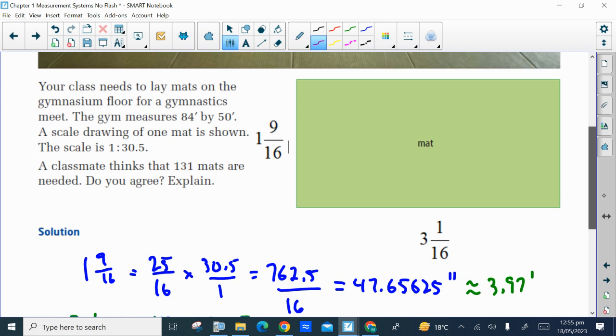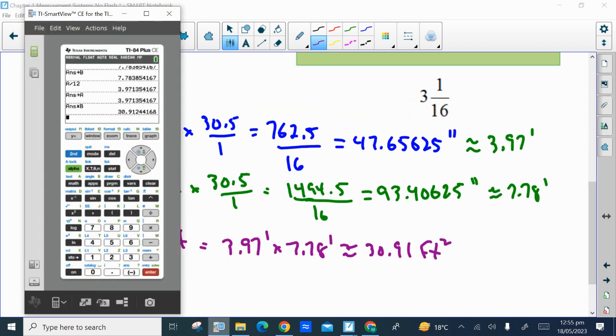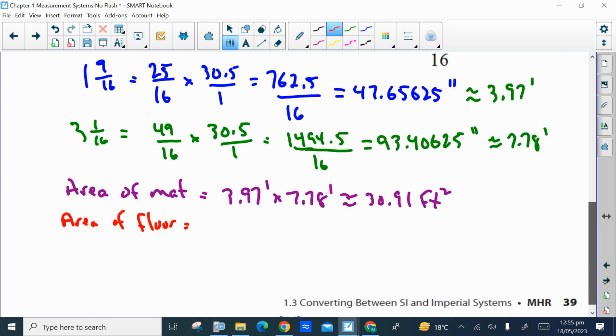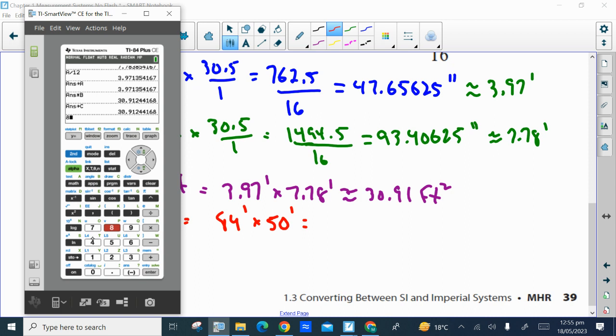Now, again, the gym floor measures 84 by 50 feet. So before I calculate that area, I'm going to store this number into memory slot C for now. My gym floor, the area of the floor, would be found by multiplying 84 feet by 50 feet. This is the entire area that needs to be covered. 84 times 50 is 4,200 square feet.